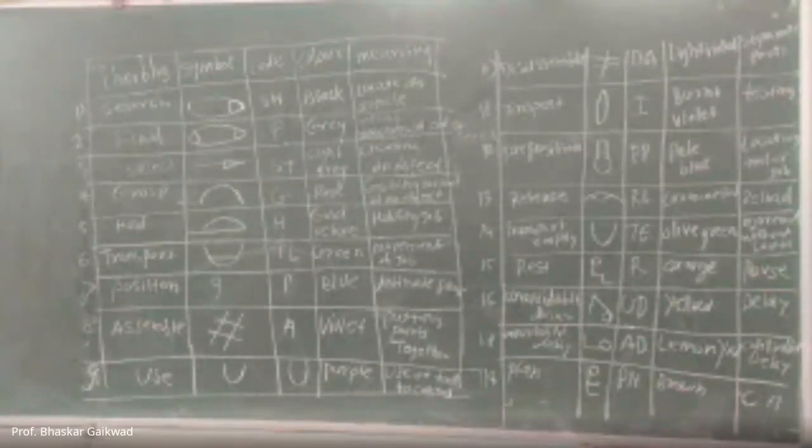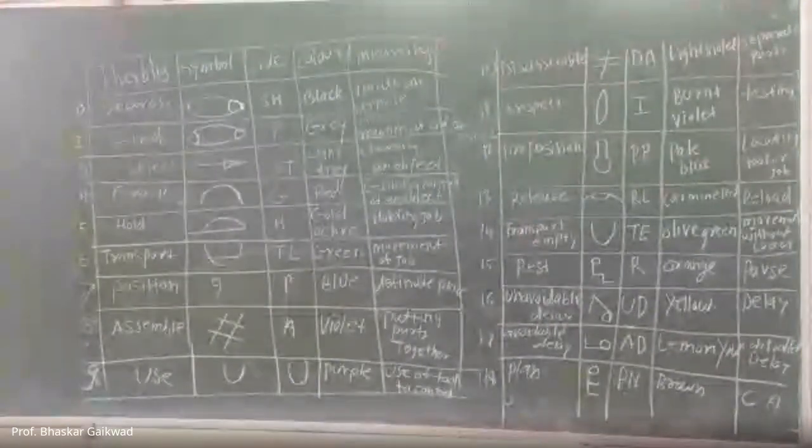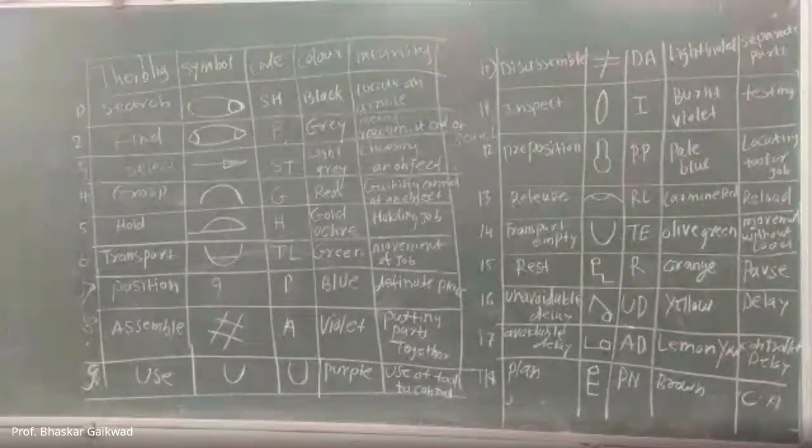If anybody has any questions, you can ask. Any question related to therbligs? Therbligs means micro motions of our hands, like searching, in what way the hand is going, grasping, holding, transportation, positions, like this way. 18 therbligs are there, with symbols and codes. With the help of this, we're going to make SIMO charts. After this, we'll go for SIMO charts.